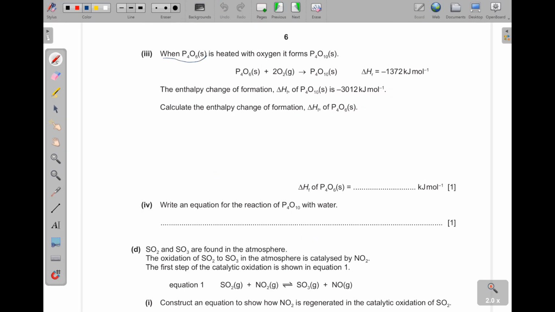Roman 3. When this oxide here is heated with oxygen, it forms this phosphorus pentaoxide, which actually dimerizes to give us the P4O10. Okay. Then here they are showing us the reaction here. The enthalpy change of reaction is a negative. That means this is an exothermic reaction. The enthalpy change of formation of this oxide here is negative 3012 kilojoules per mole. Calculate the enthalpy change of formation of this one here.